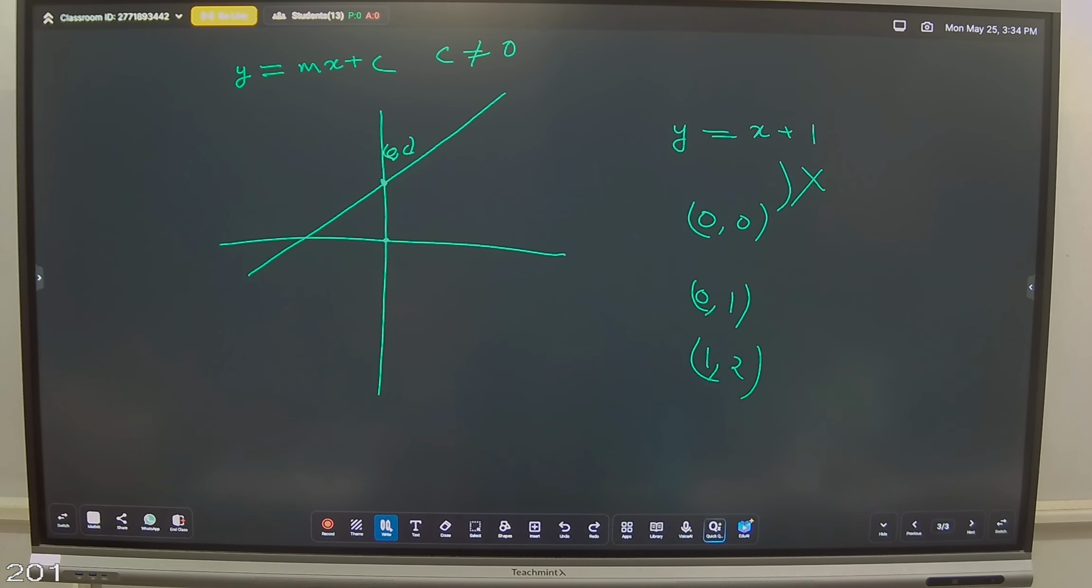So this is not y equal to mx plus c. It's passing through the origin. This is passing through the origin. It's y equal to mx.